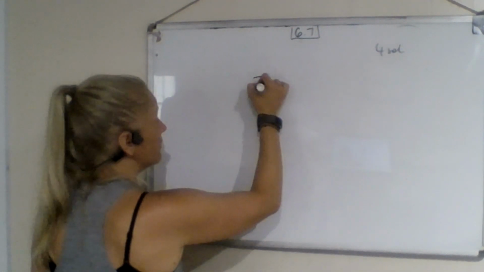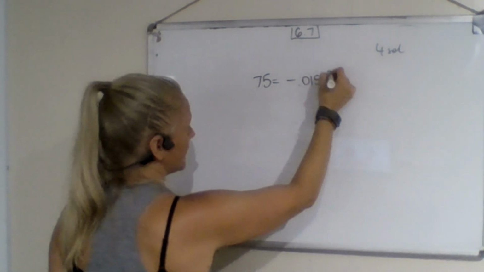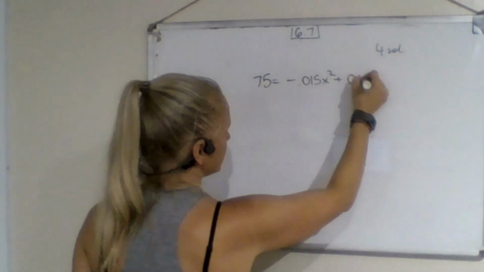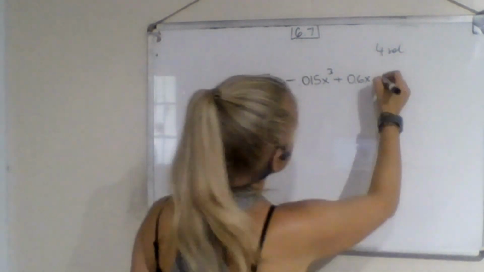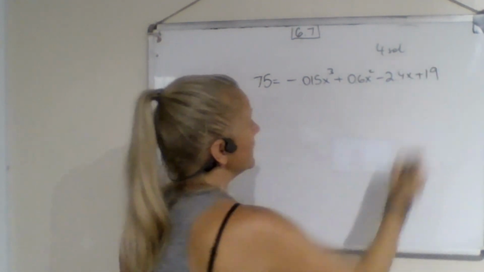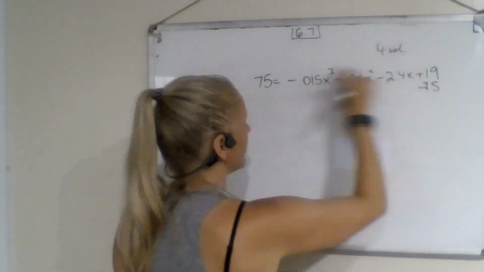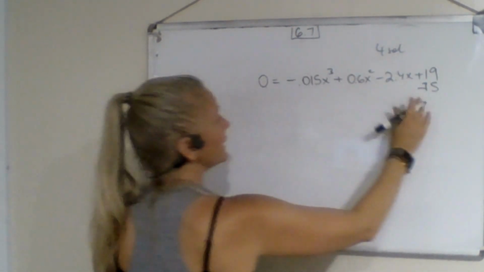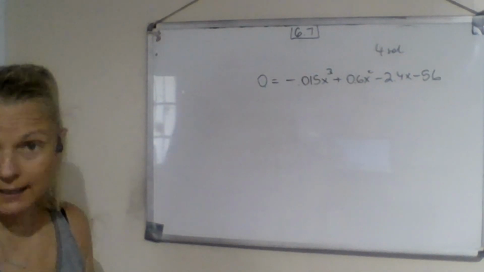I forgot to write this: 75, I know the score, equals negative 0.015x to the third plus 0.6x to the second minus 2.4x plus 19. So in order to solve this, I need to move the 75 to the other side, right? Minus 75 and equal to 0, which really makes the constant negative 56. That's what I forgot to do. We did this in class, so this should come back to you. And now all I need to know is what is that zero?